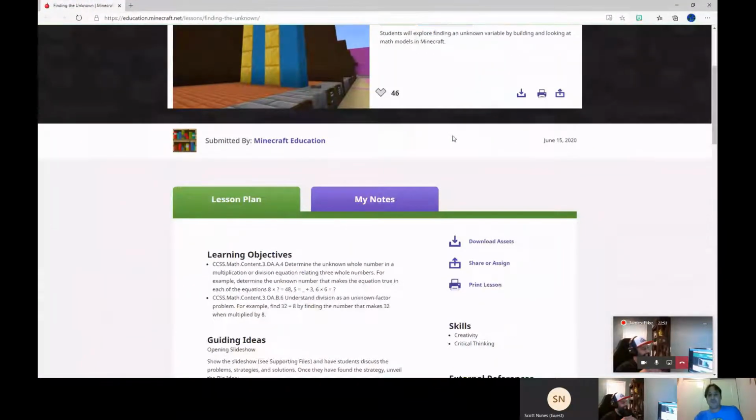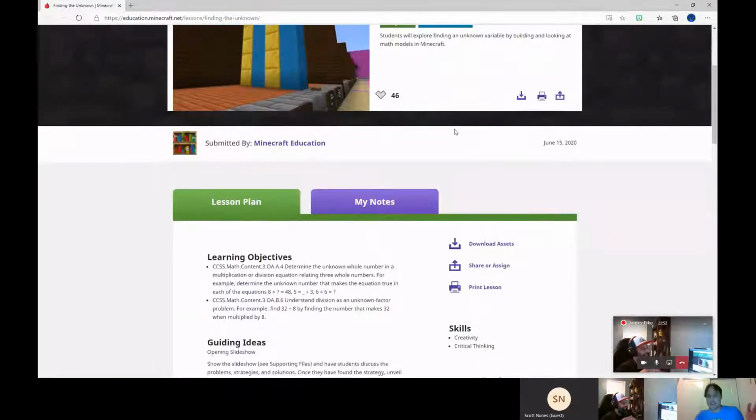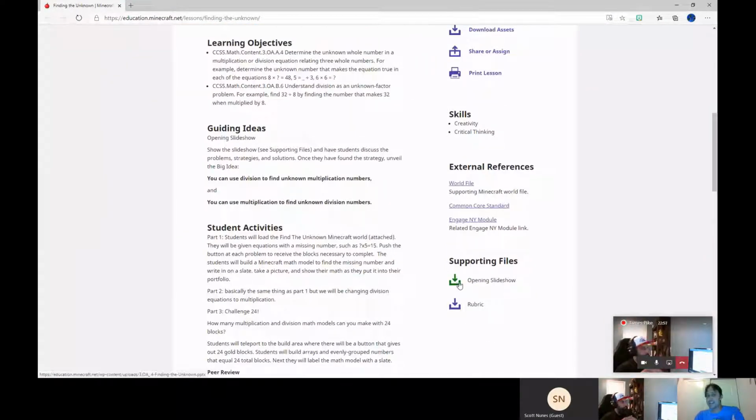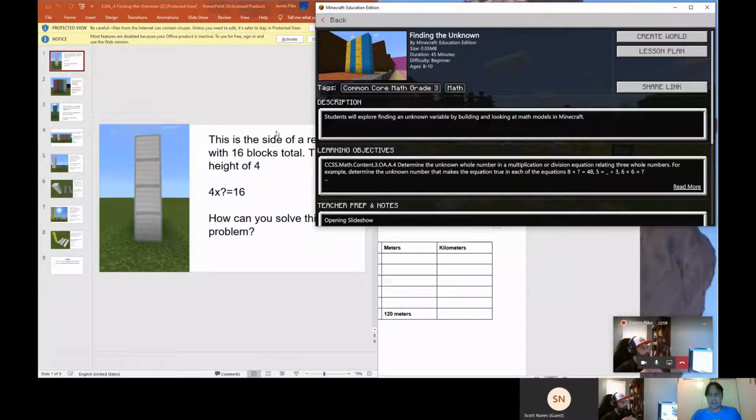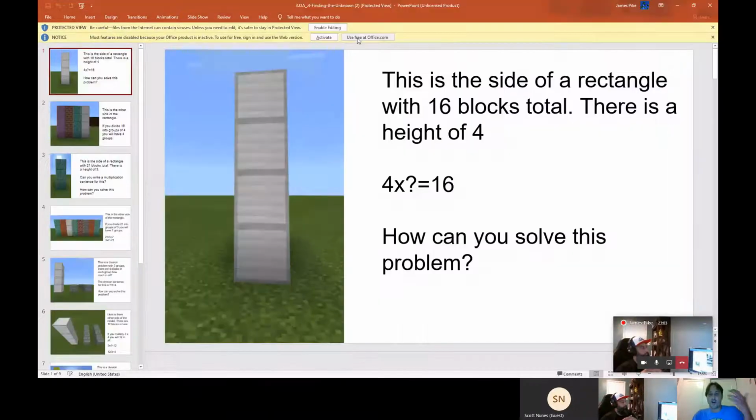All right, so you go up over here and you get to the lesson plans and you can break it down. The big important thing here is the opening slideshow. So you download this and it will take you to these slides. And these slides are going to show you models for how to find the missing number.